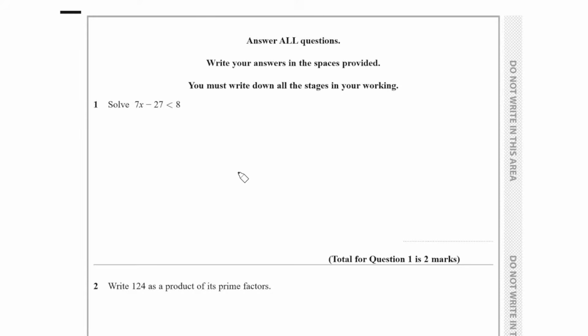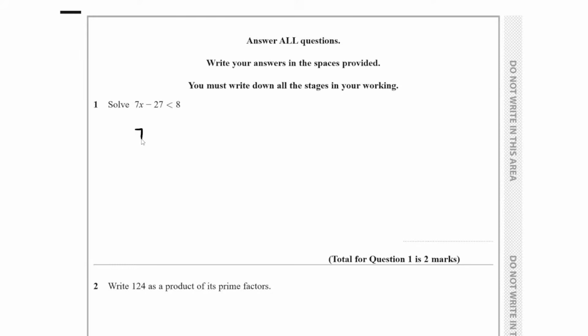So we have question 1. We need to solve 7x minus 27 is less than 8. So an inequality, just a linear one. Just imagine it's the same as if it equals. I want to get x on its own on one side and then move all the numbers to the other side. So the 27 is what I would move first.